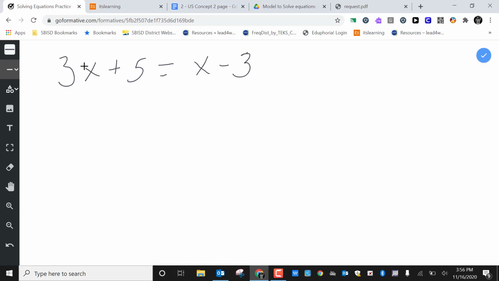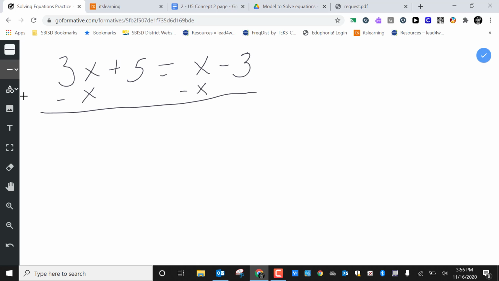So on the left I have 3x and on the right I have 1x. I like to move the one that has less x's. So I'm going to move x. So I have to do the opposite. So the opposite of x is minus x. And when I move it to the other side, I want to make sure I line it up with its like terms. So I have to line it up with the x's. So minus x.